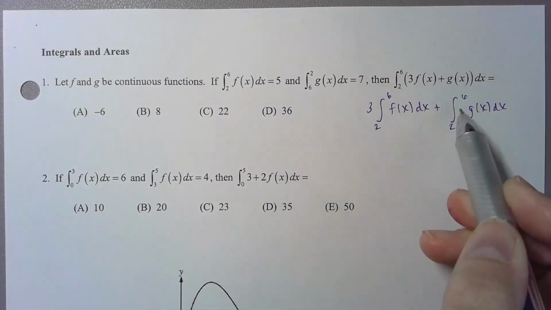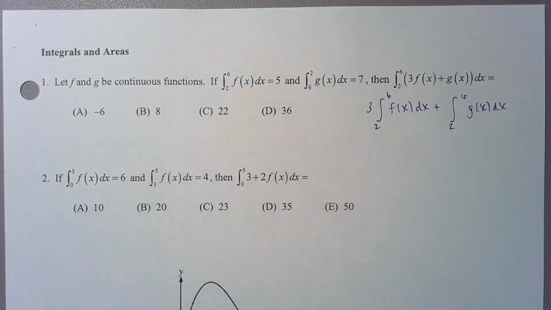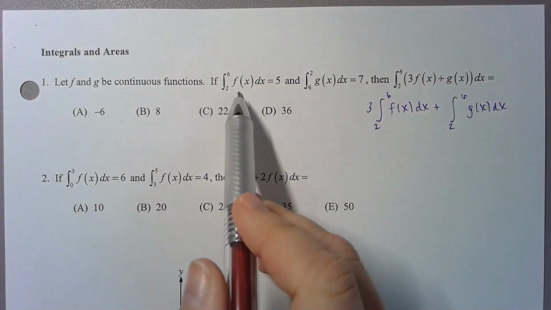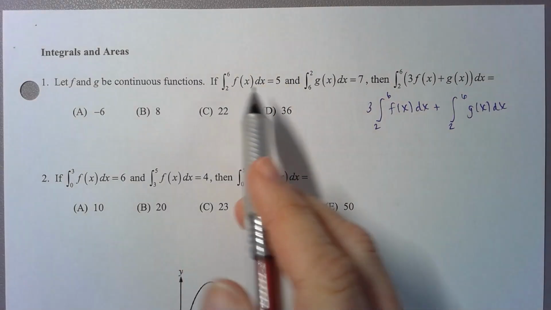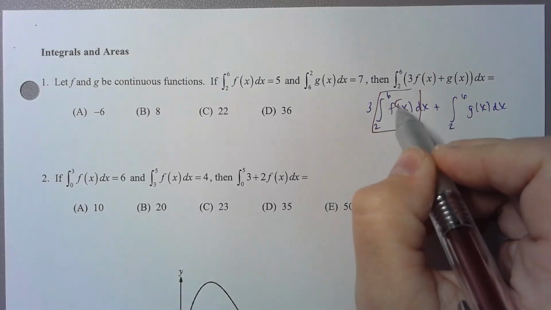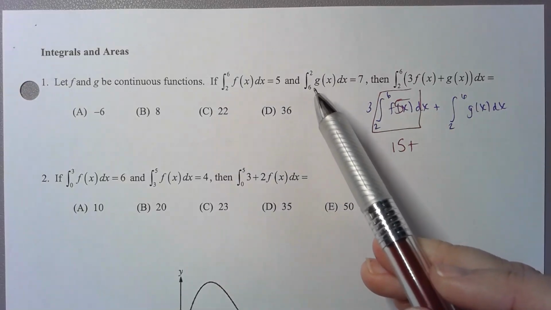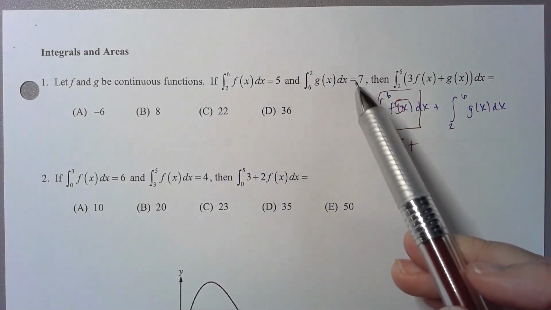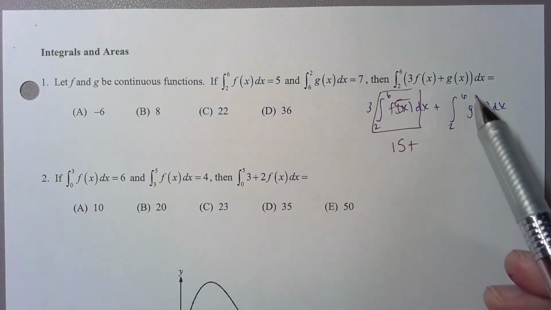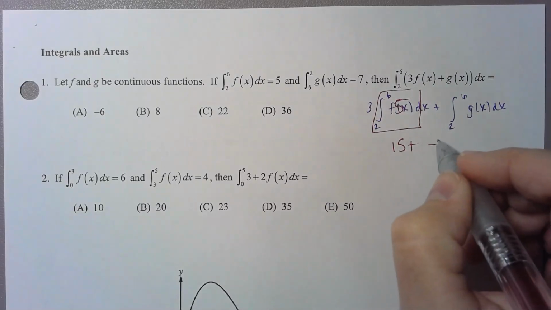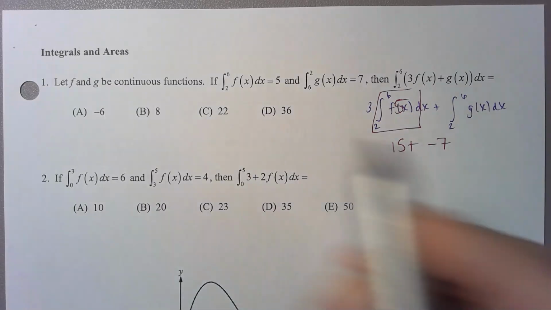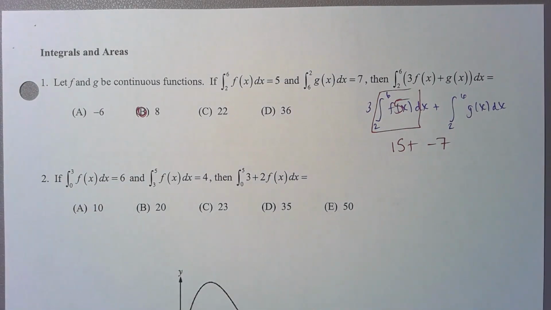Now, the 3 doesn't go in front of both, right? There was no 3 in front of g. All right, so what can we put in here? We know the integral from 2 to 6 of f is 5. So this right here is equal to 5, so we've got a 15. Then they told us the integral from 6 to 2 was 7, which means the integral from 2 to 6 is -7, giving us our answer of 8, which is letter B.